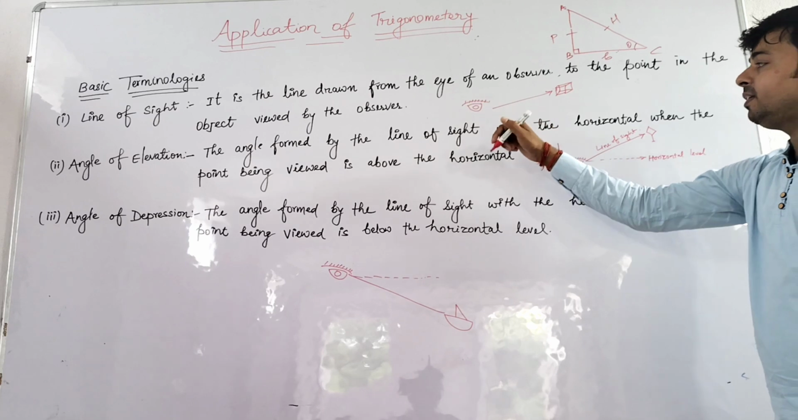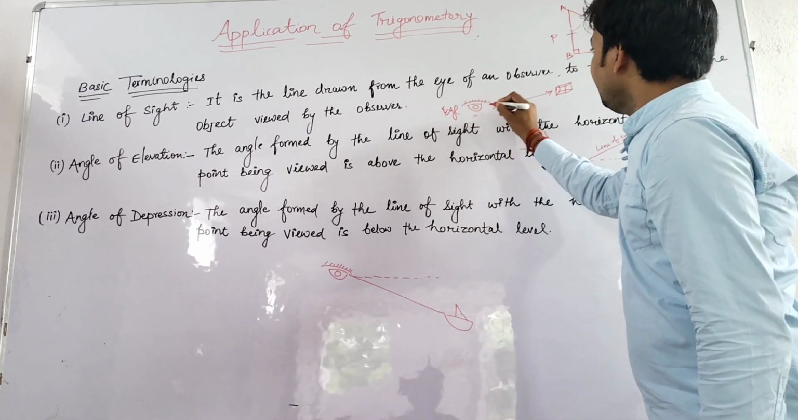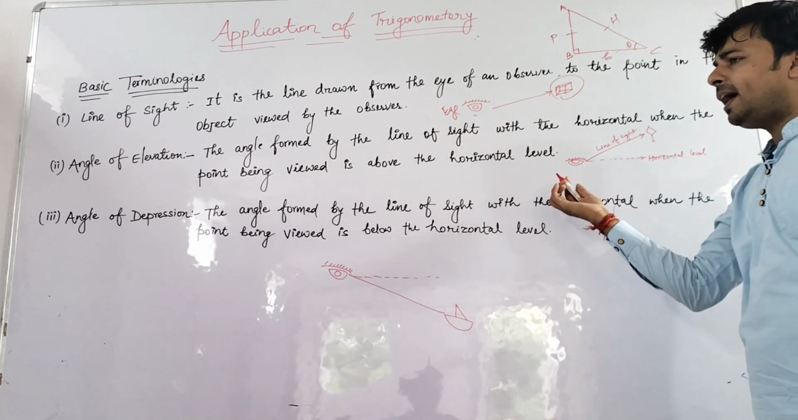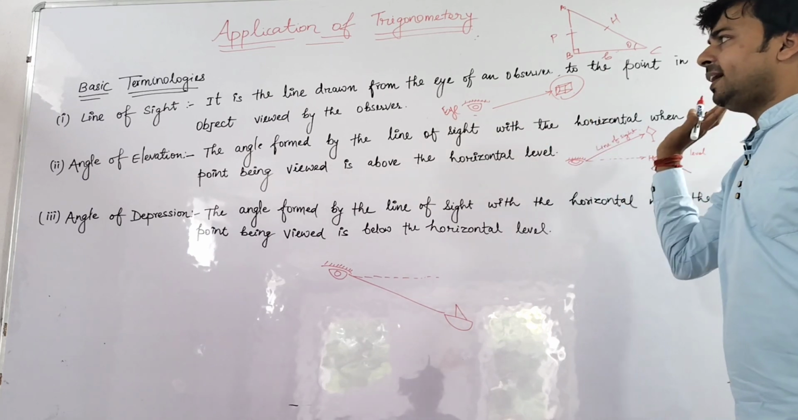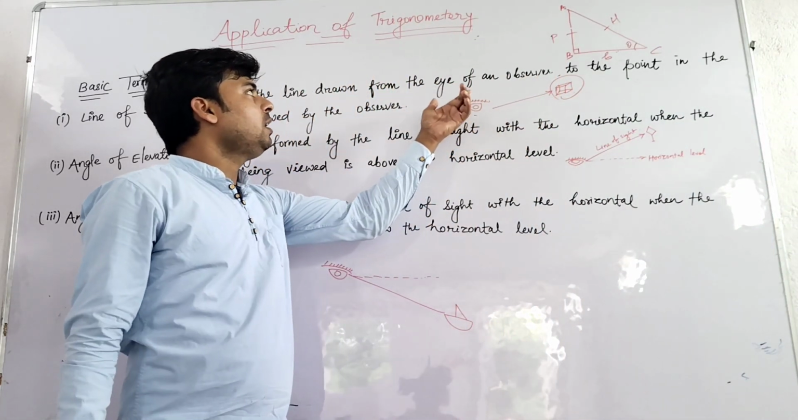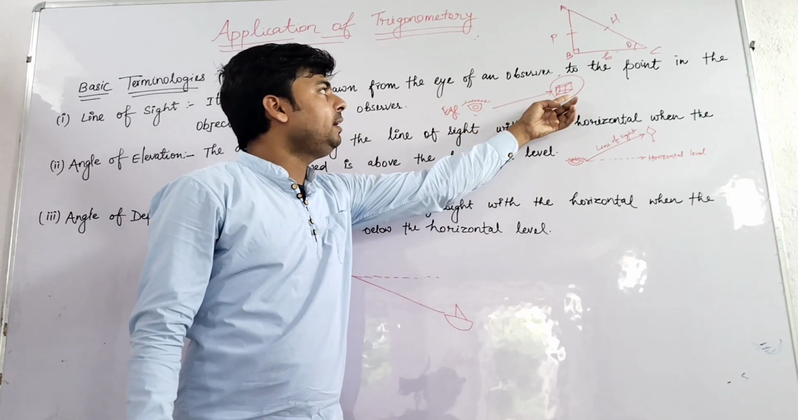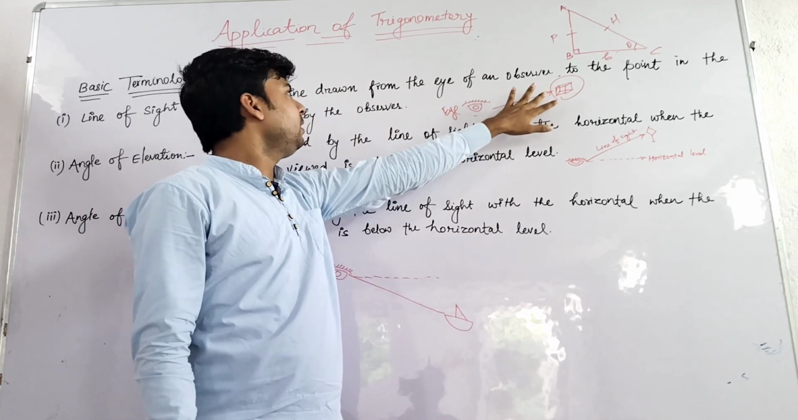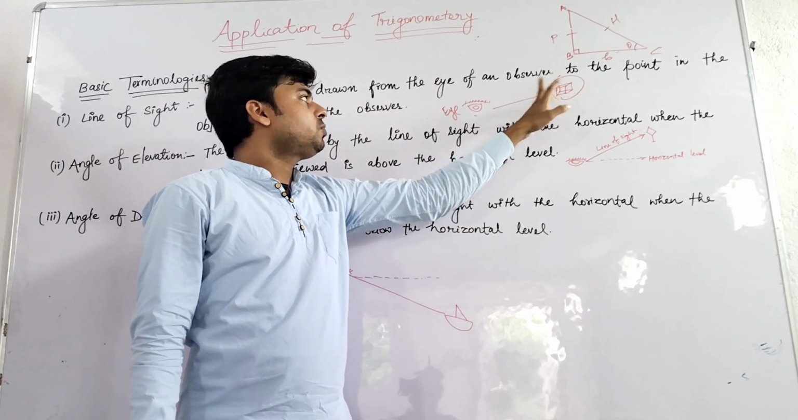Exactly, I have made a figure. So this is the eye, and it is looking at the cuboid or anything. So this is the line of sight. What we will define is that it is a line drawn from the eye of an observer to the point in the object viewed by the observer. So this is the thing.